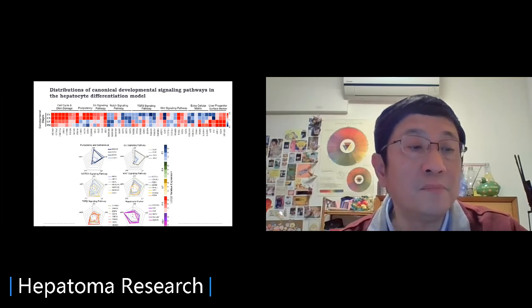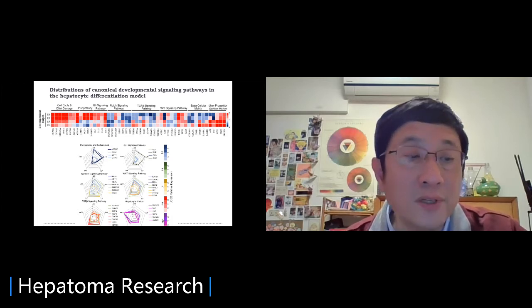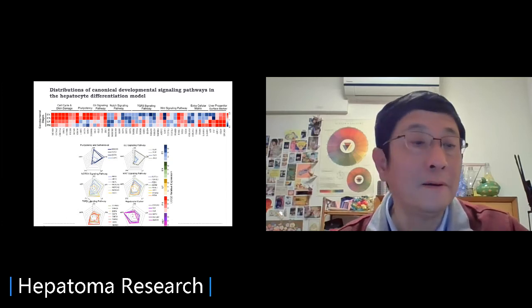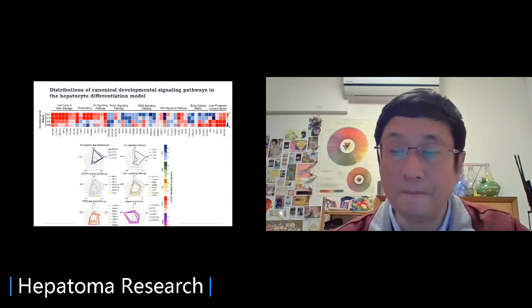As shown in the upper panel, the activation of cell cycle, pluripotency, and Gli signaling pathways was associated with embryonic-like features, while the activation of extracellular matrix and Wnt and TGF-beta signaling pathways was associated with liver progenitor-like features. You can see here the genes between ES and endoderm.